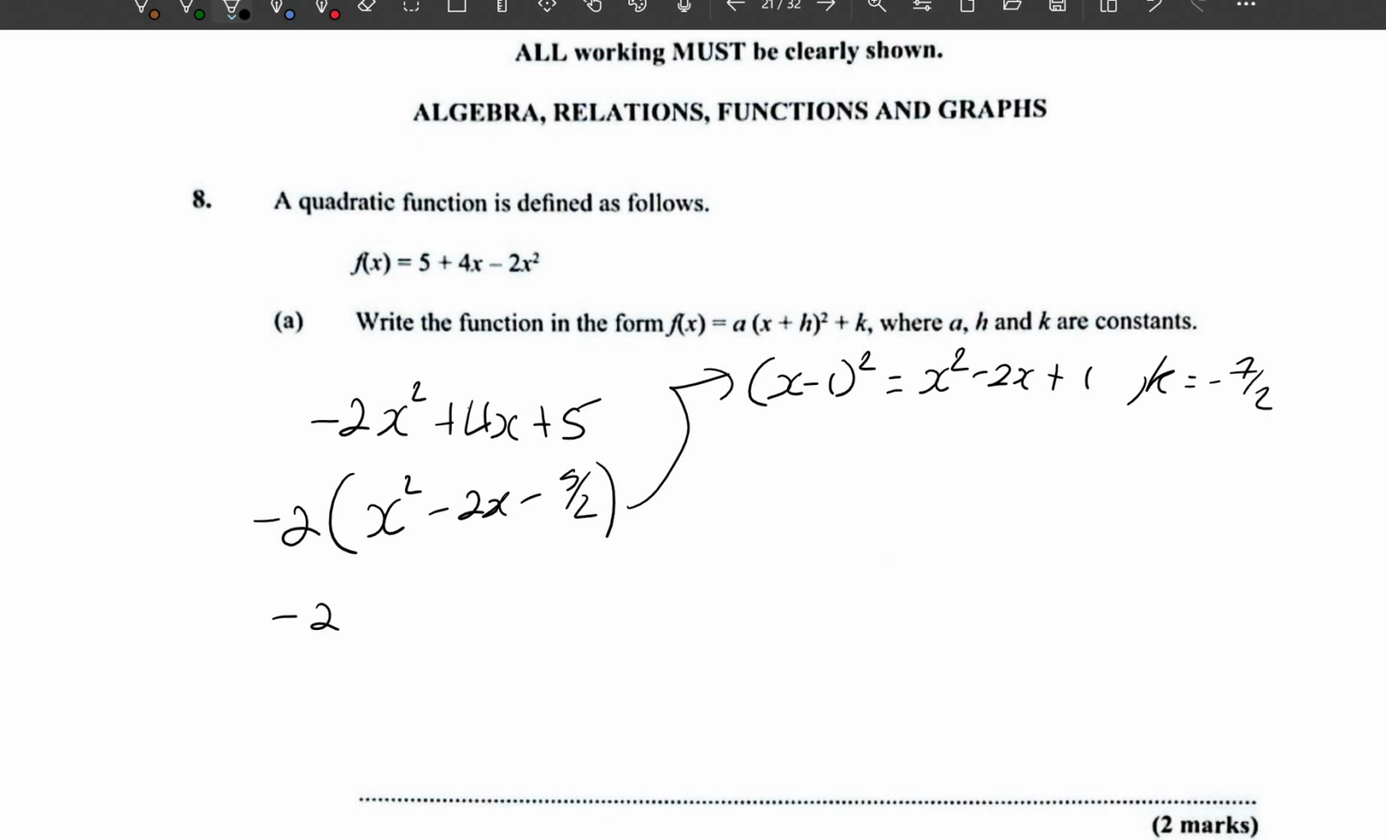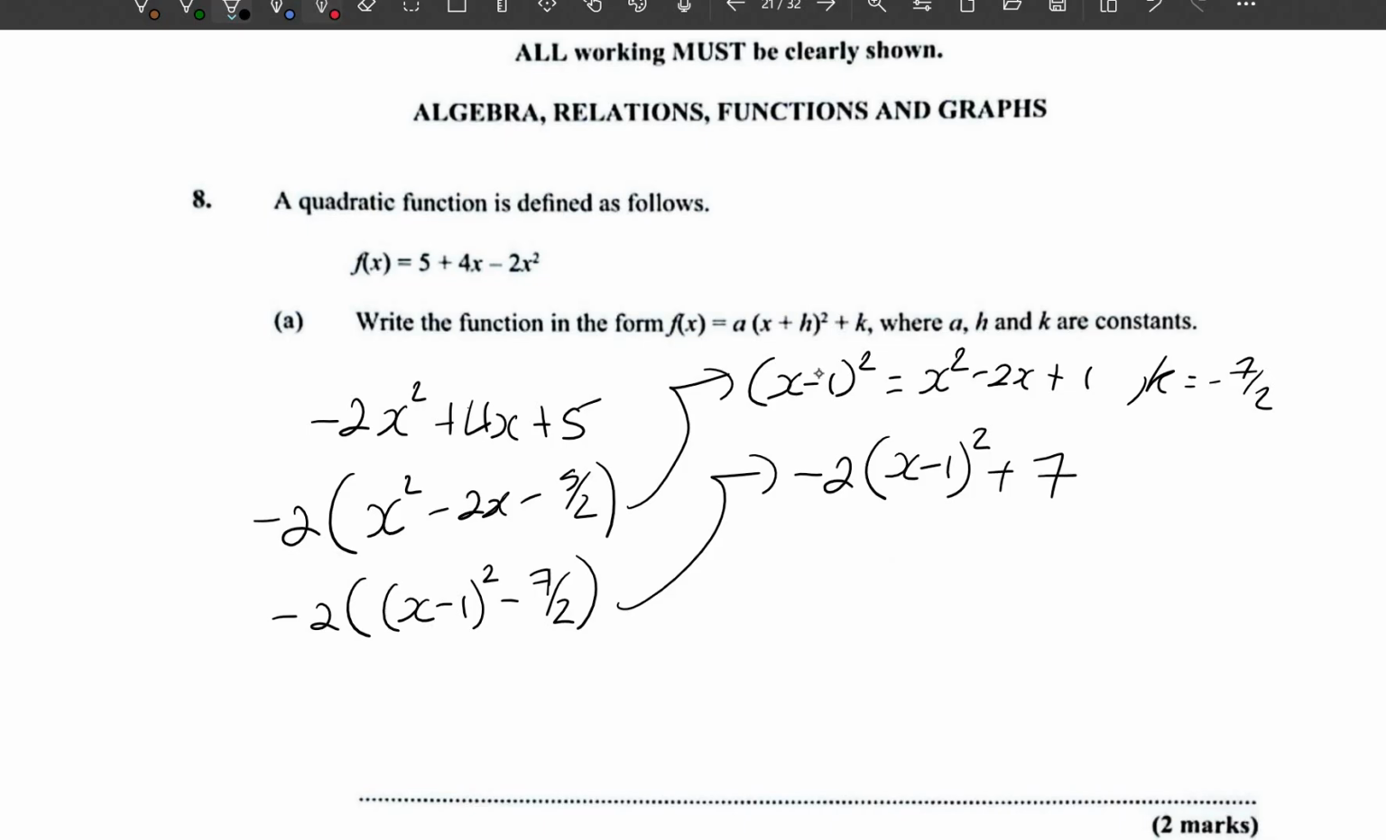We would then have minus 2 into x minus 1 all squared minus 7 over 2. Right, we could go ahead and get the 7 over 2 out of the bracket by multiplying by minus 2. That would then give us minus 2 into x minus 1 all squared, and then minus 2 by minus 7 over 2. That would give me plus 7. So this here would be the completed square form.